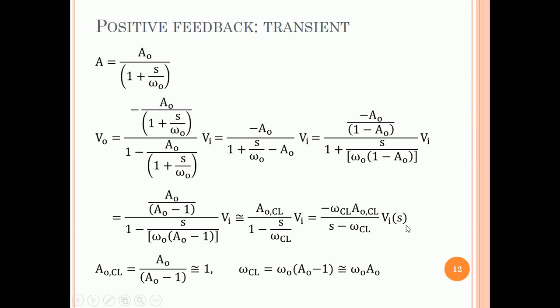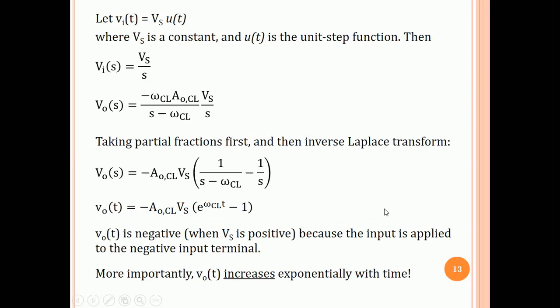Now we apply an input, a voltage step, so that Vi is Vs by s. Again we want to find the inverse Laplace transform. So we take partial fractions: minus A0 CL Vs goes out, and we get 1 by s minus omega CL, minus 1 by s. So that is, what is this? s minus s plus omega CL.